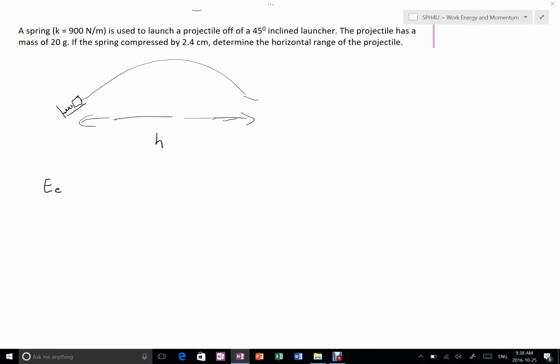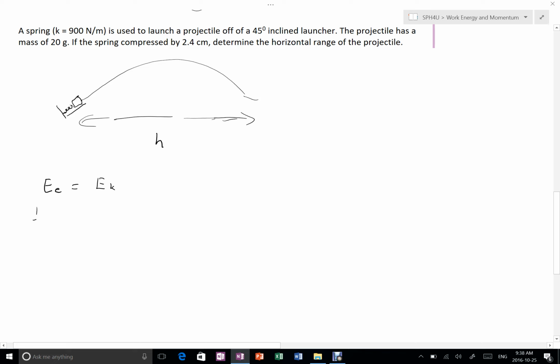Now, you might recognize that if that's on a 45-degree angle, it's also going to change the height of that projectile being launched. And so there should be some gravitational potential energy, but it's going to be very small, and because it's so small, we're just going to neglect it. So elastic energy is going to get converted into kinetic energy here.